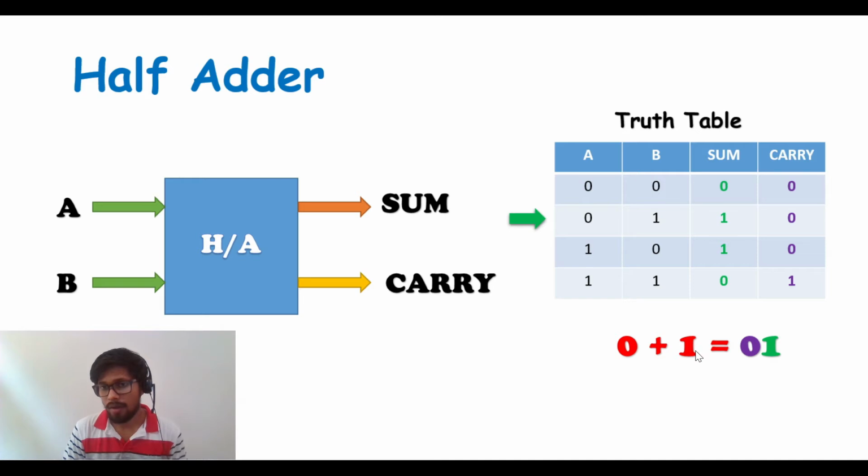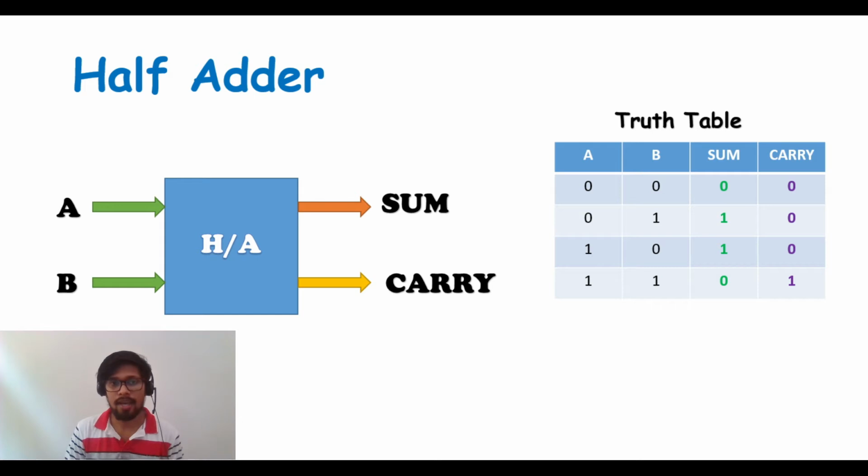When the inputs are 0 and 1, the output is 0, 1. When 1 and 0, it is also 0 and 1. When both inputs are 1 and 1, then the output is equal to 2. 2 is indicated in binary as 1 and 0. Here you can see this is the carry bit, and it is indicated here in this table.